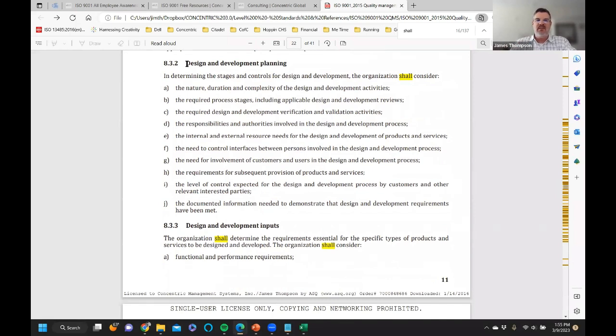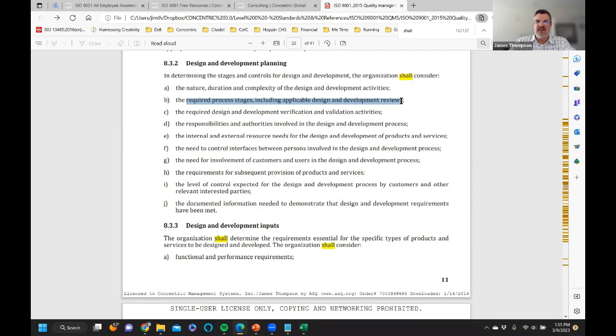So 8.3.2 is planning. So you have to determine specific stages. In determining the stages and controls for design and development, you should also consider the nature, duration, and complexity of design and development activities. You know, how long does it take to perform these design and development activities for a pilot program or a beta test or something like that?